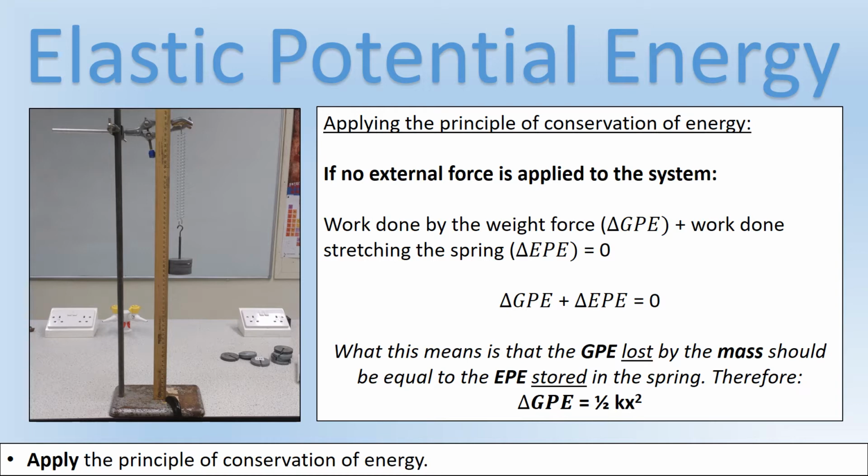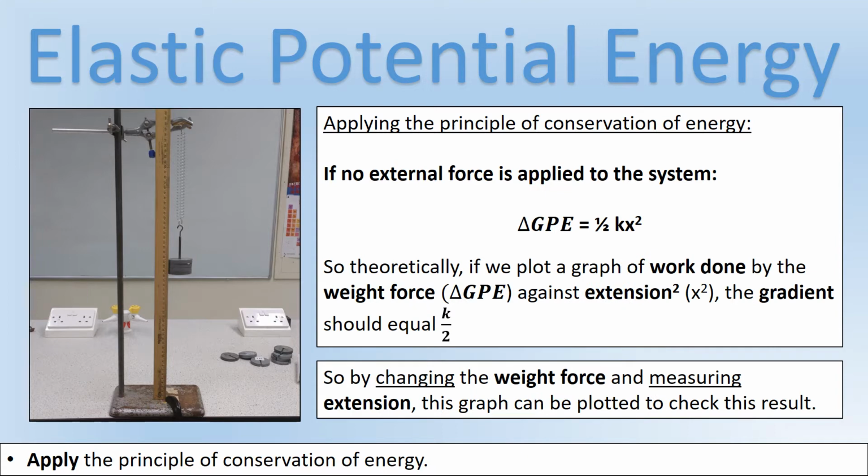So how are we going to actually investigate that? Well, we're going to plot a graph. On the y-axis, we're going to put the work done by the weight force, or the change in GPE. And on the x-axis, we're going to put the extension of the spring. And that would mean the gradient was equal to half k. So that's what I did.